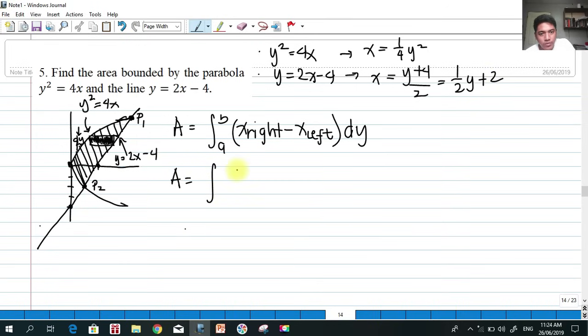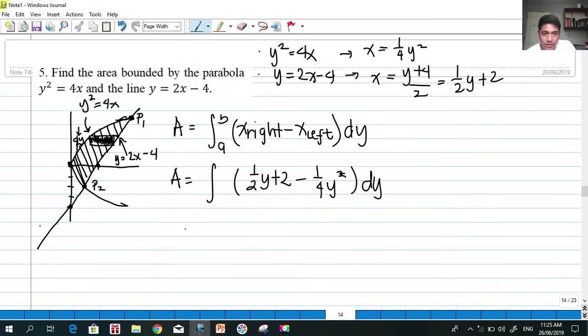The problem is we don't know the limits. As you can see here, the strip is drawn here. The x right, touching the rightmost of our strip, is the line, so that is our equation for the line: 1/2 y plus 2, minus, of course, the x left, which touches the parabola, 1/4 y squared, dy.